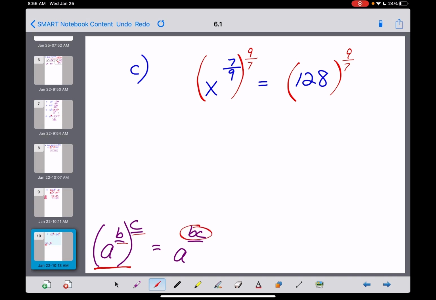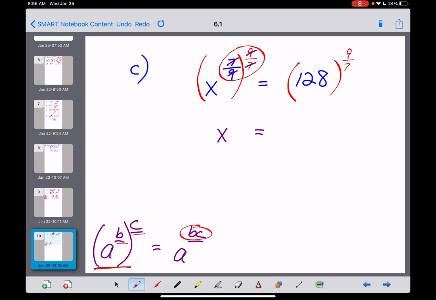So back up above here, this means that we're going to multiply 7/9 and 9/7 together. Well, the whole point of reciprocals, guys, is that when you multiply them together, the 7 on the top cancels with the 7 on the bottom, the 9 on the top cancels with the 9 on the bottom, any number times its reciprocal is just equal to 1. So we end up with x to the first power, but there's never any need to write a first power. You can just write this as x.